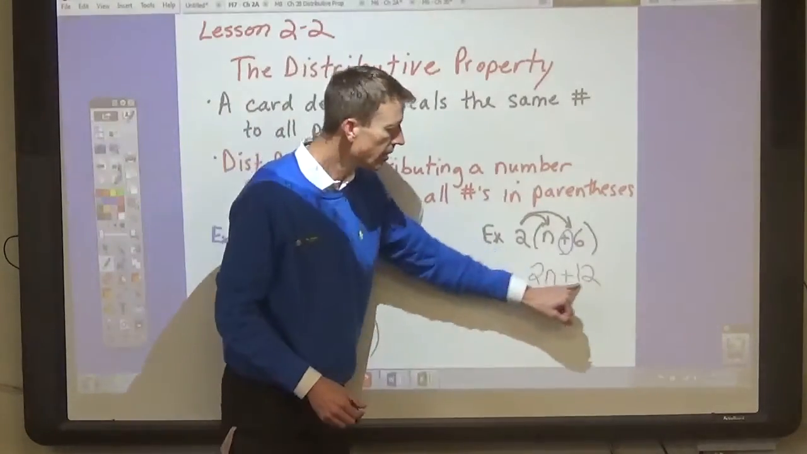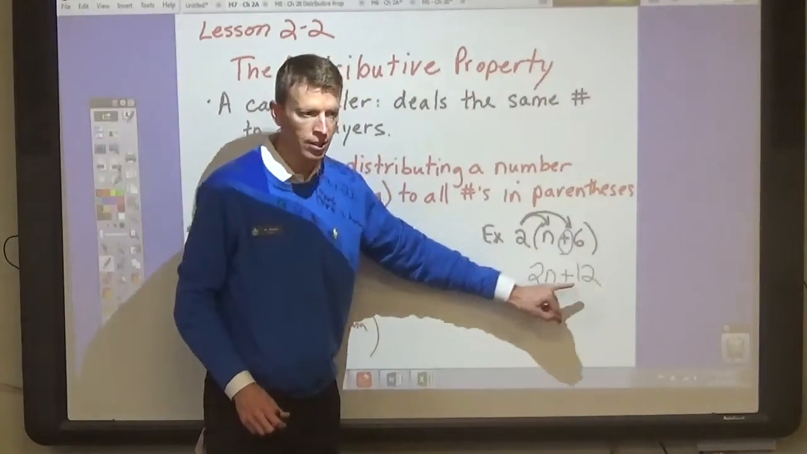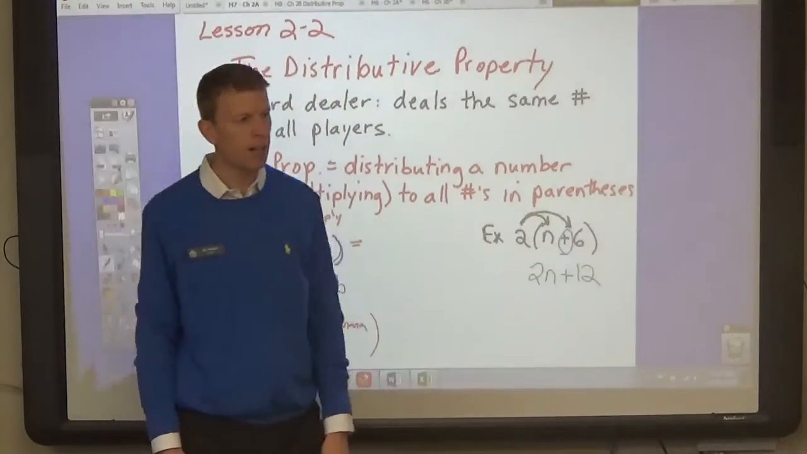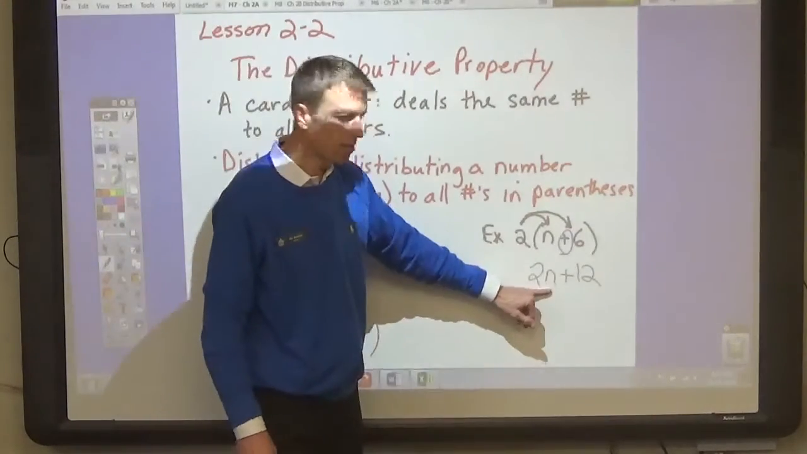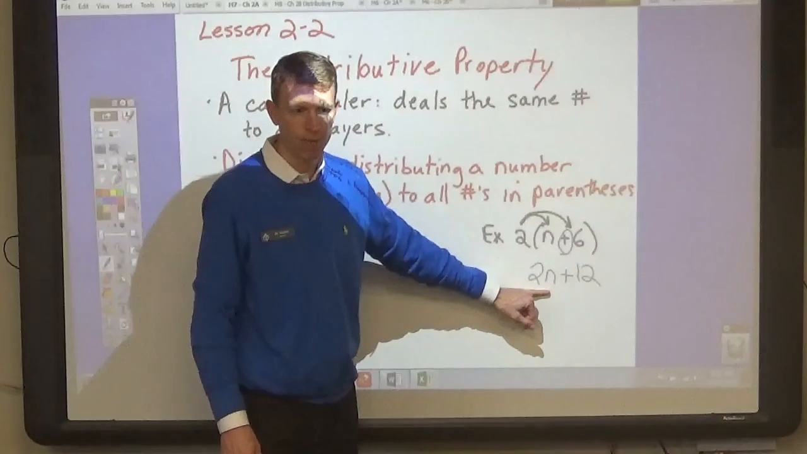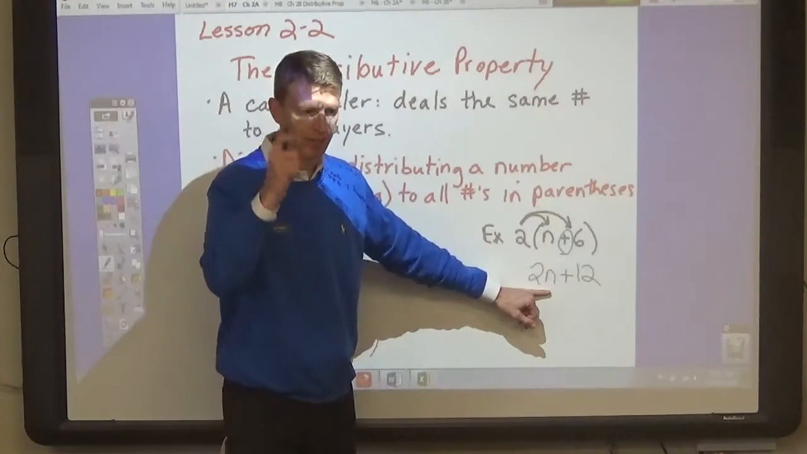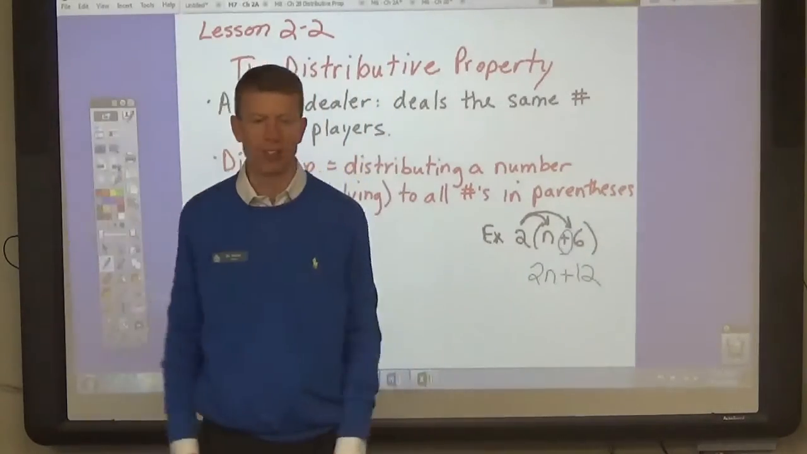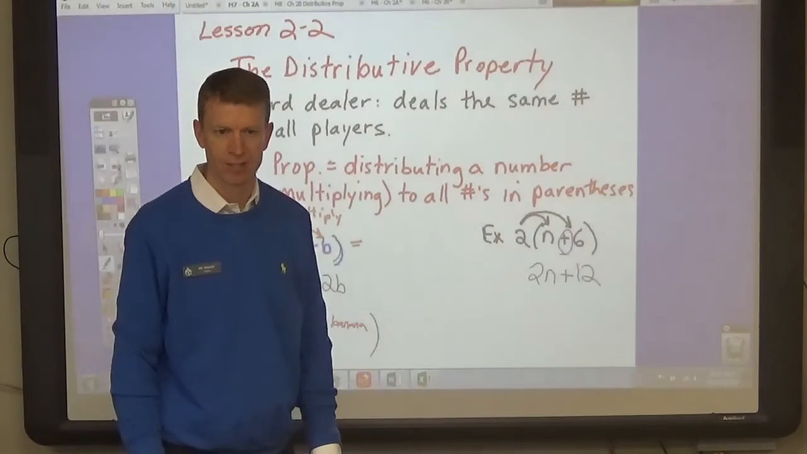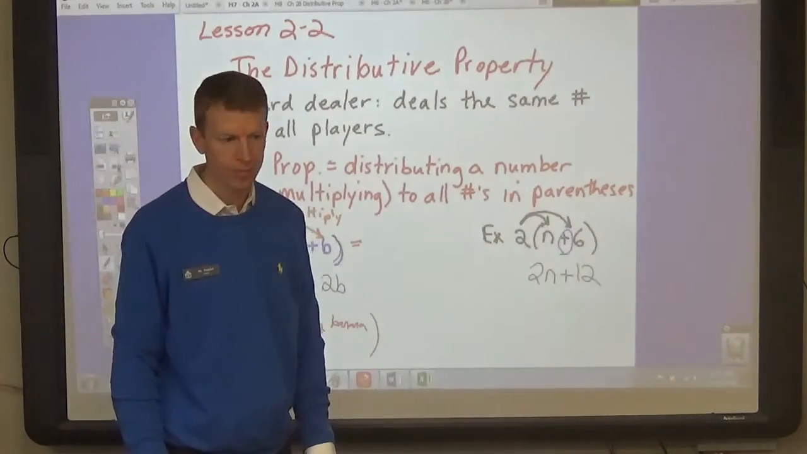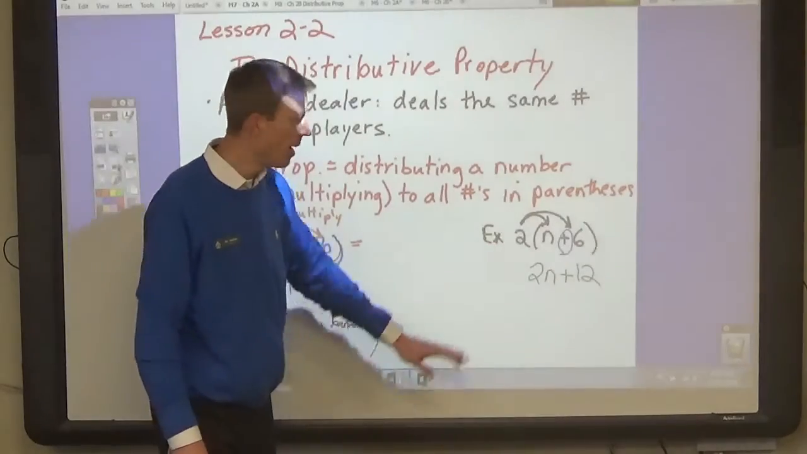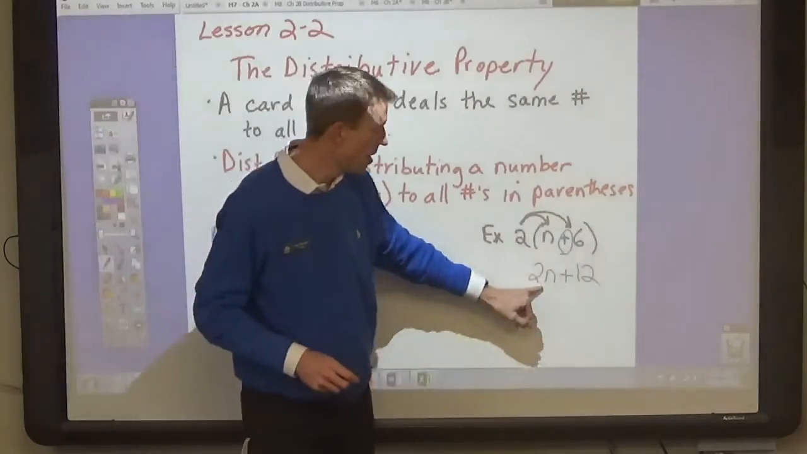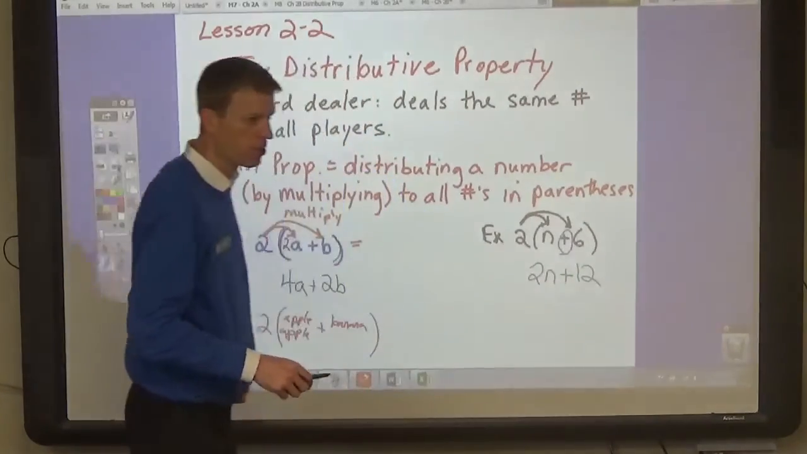Now, why can't we add these together? 2n plus 12. Can we add 2n plus 12? Nope. No, because they're not alike. These are n's. N might stand for crackers, and these are just $12 or whatever, okay? And when you have two different items, you cannot add them together. These are called terms, and these are not like terms.